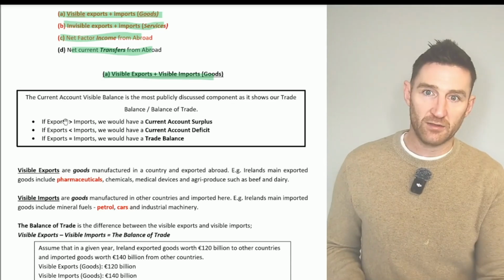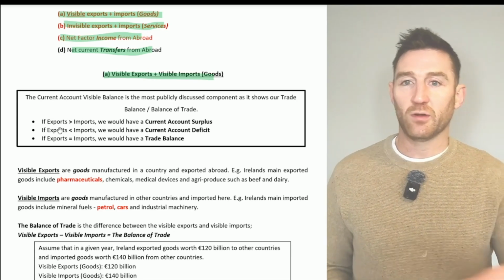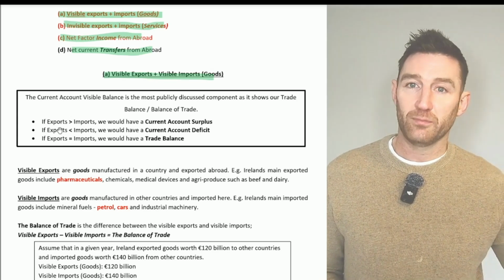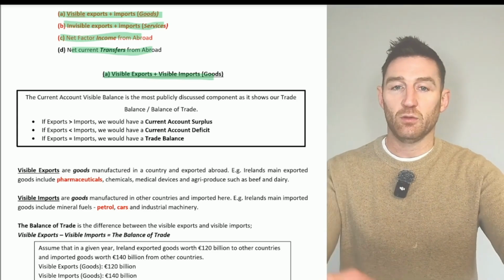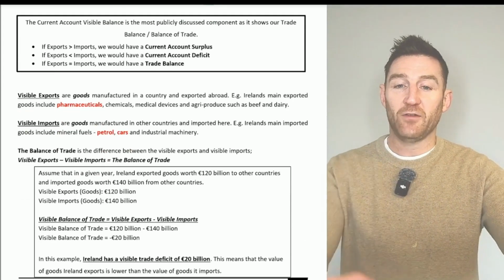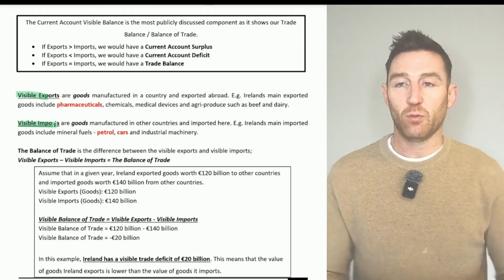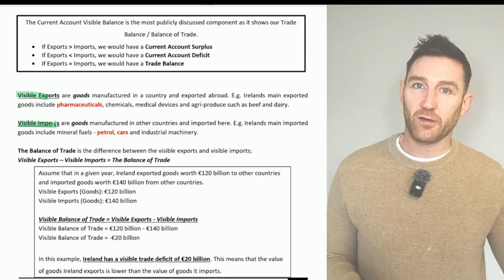If exports are greater than imports, we have a surplus. If visible exports are greater than visible imports, you have a surplus on the visible balance. If exports are less than imports, you have a deficit, and if they're equal, you have a balance. So you have the definition there, so make sure that you can explain both of those things, visible exports and visible imports.